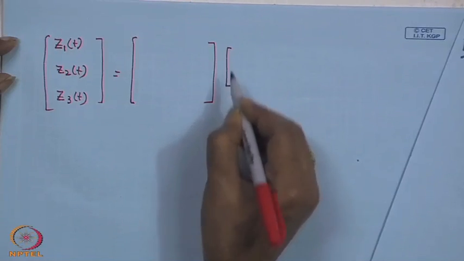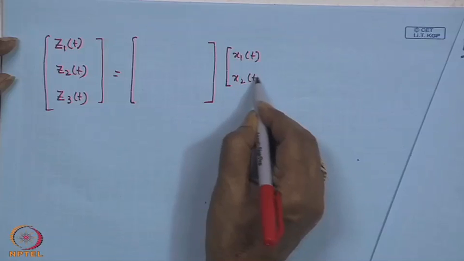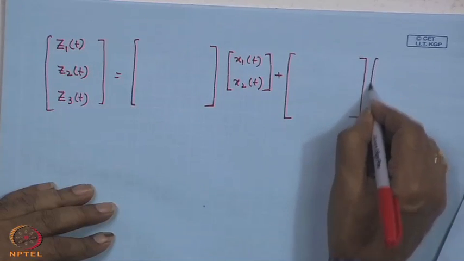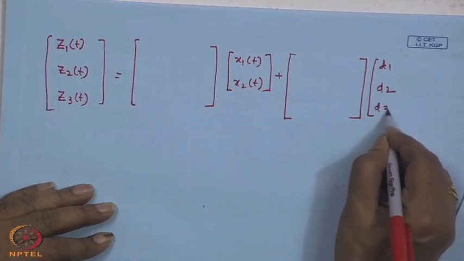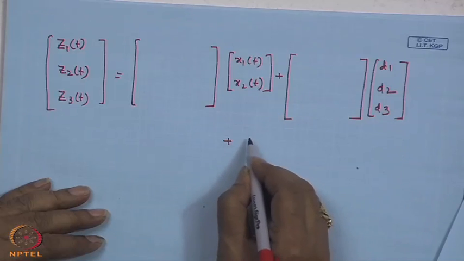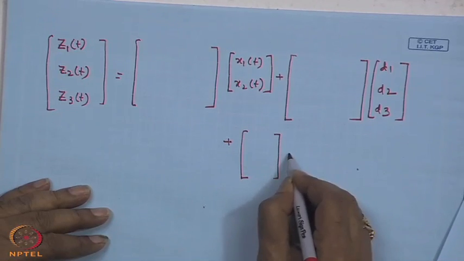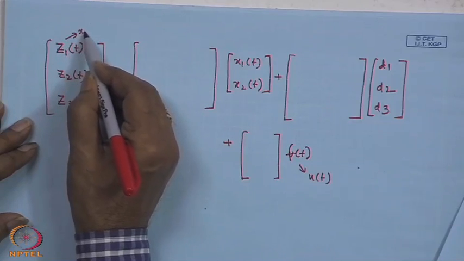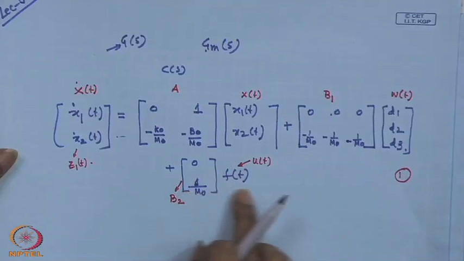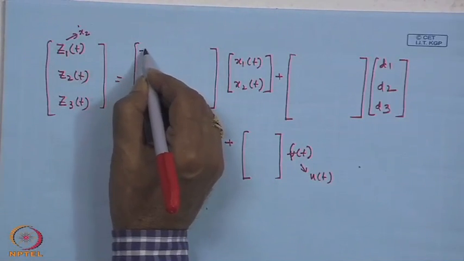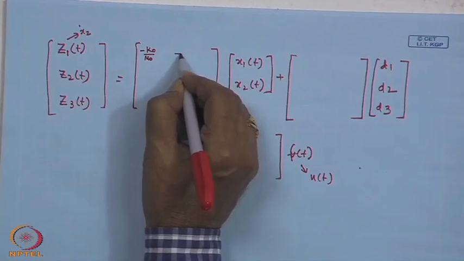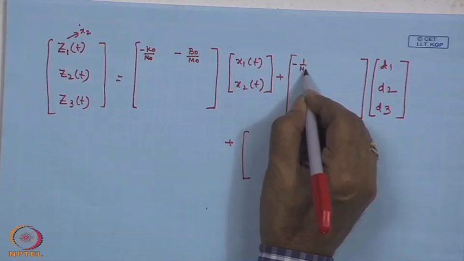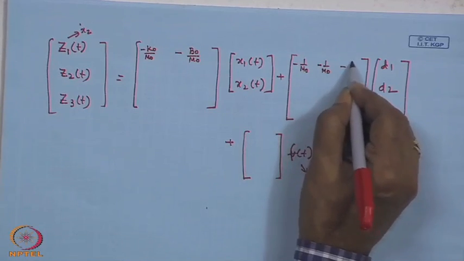We can write it in state form, expressed in terms of the state, in terms of part of model output, and the input will fill up this thing, which is nothing but u of t. Now, z2 is nothing but, if you see, x2 dot, and x2 dot we got like this, you just fill it up this way. So, what is that one? Minus x0 m0, minus b0 m0, and this is minus 1 by m0, minus 1 by m0, minus 1 by m0.